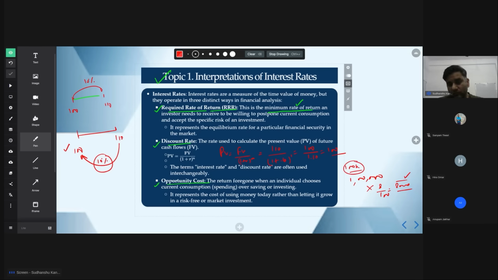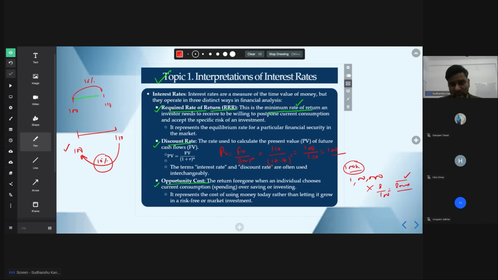So the cost of using money today rather than letting it grow risk free or invest in the market, that is your opportunity cost. So overall, pretty straightforward, pretty basic. The first slide of your CFA level 1.